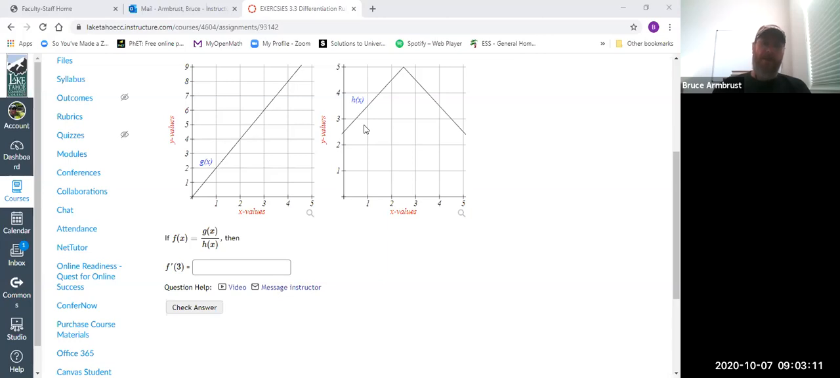So thinking about this one, let's look at G first. We need the tangent line at x equals 3. Well, since the graph itself is a line, the tangent line is that line. So what we need is the slope of this line. So what's the slope of G?